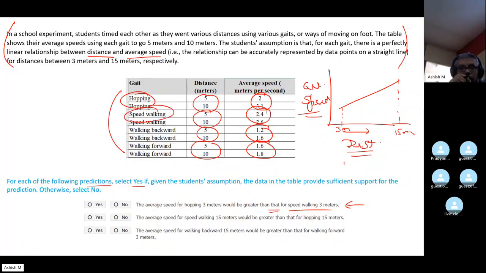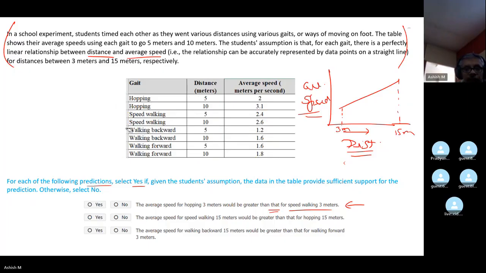Can we conclude for sure? I'll give you a couple of minutes. Think about it. How do we approach this? Average speed for hopping 3 meters. Mind you, we are given the data only for 5 meters and 10 meters, for each of the 4 gates. But the clue is that there is a perfectly linear relationship.